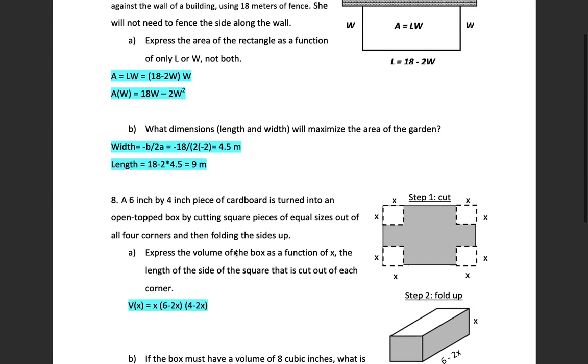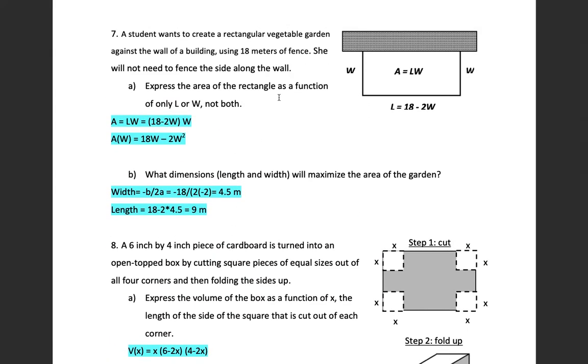This question. So this is the question. A student wants to create a rectangular vegetable garden against a wall of a building using an 18-meter fence. She will not need to fence the side of the wall. Express the area of the rectangle as a function of L or W, not both.